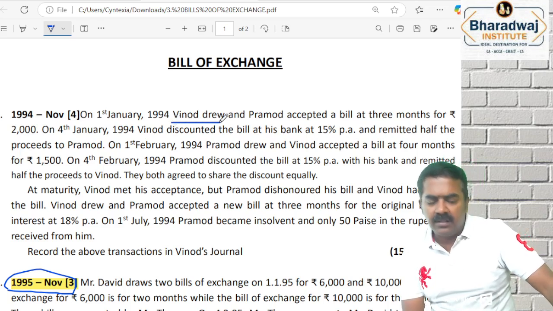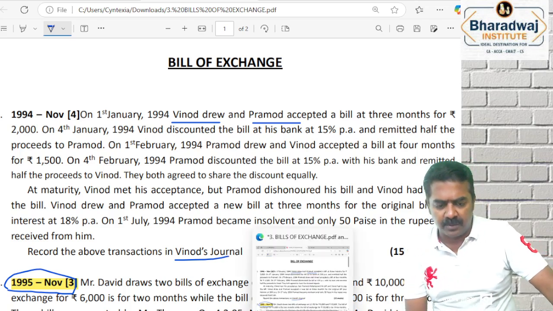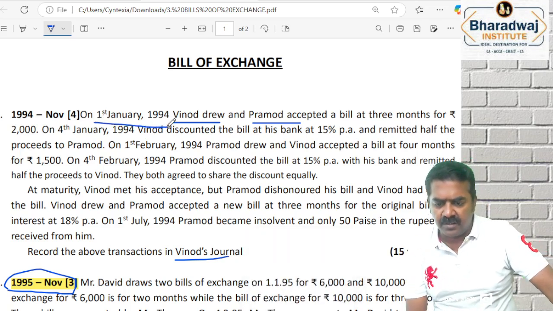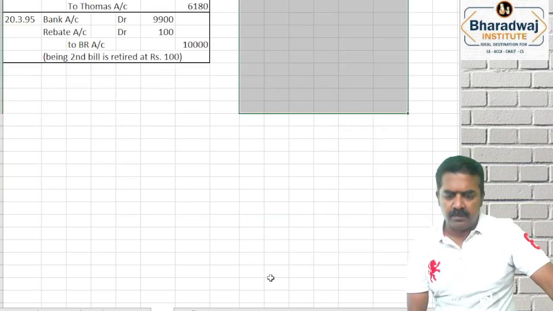Who's drawing the bill? Vinod, and who's the acceptor? Pramod. Journal entry Vinod alna ketirukanga, but we'll do it for learning purpose. We'll do it in the books of both the parties. On 1st January, who's drawing the bill? We know this drawing the bill.